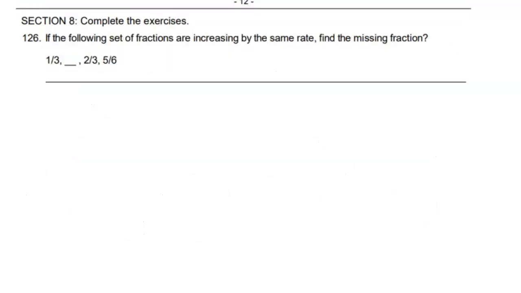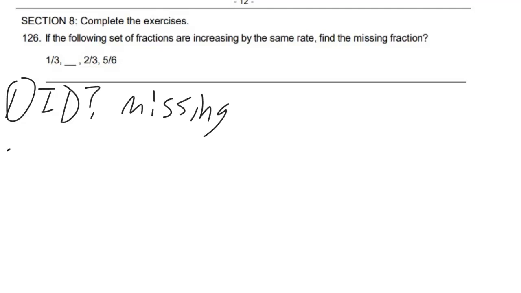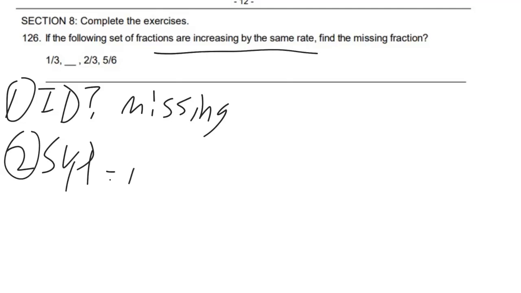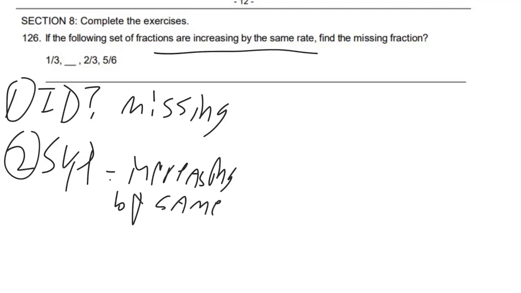So this next problem is similar to a word problem, but is more just a straight ahead problem, but using the skill of fraction. And so this is something that's going to involve both the skill of adding and subtracting. So let's jump in. It says, if the following set of fractions are increasing by the same rate, find the missing fraction. So again, nothing changes. We still use our two-step method of identifying the question. And so we're looking for the missing fraction. Then number two, we're going to state our path. We know that the fractions are increasing by the same rate. So I'm just going to put increasing by same rate. And then we have our list of fractions up here.